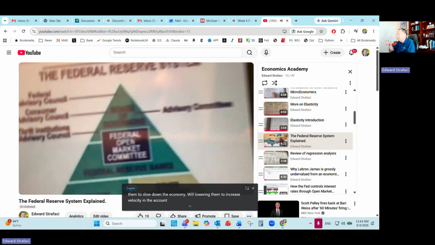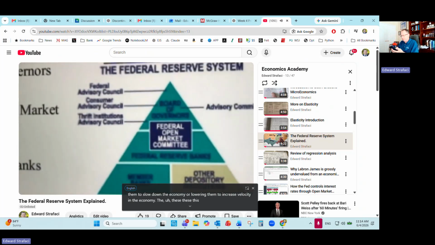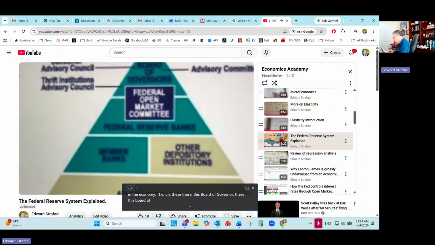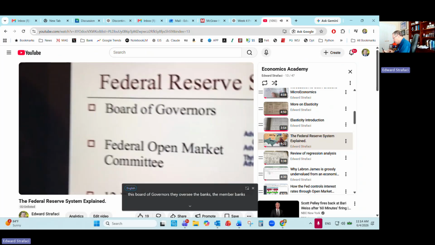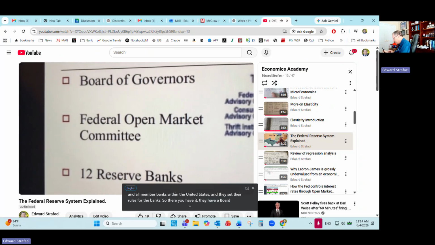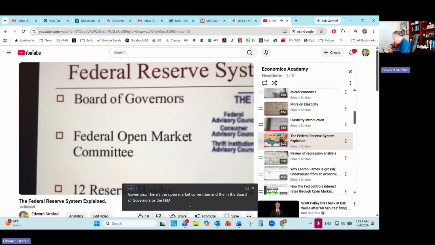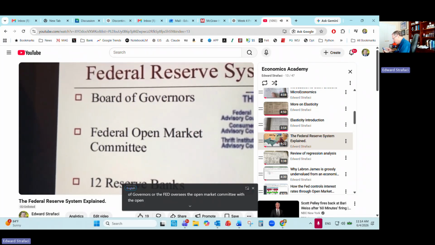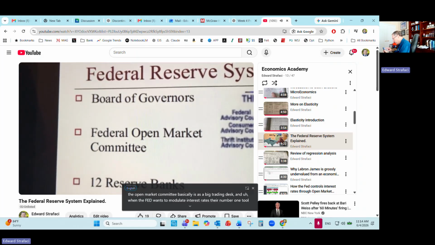The Board of Governors oversees the member banks within the United States, and they set the rules for the banks. So there you have it. They have a board of governors. There's the Open Market Committee, and the board of governors of the Fed oversees the Open Market Committee. What the Open Market Committee basically is, is a big trading desk. And when the Fed wants to modulate interest rates, their number one tool is to use the Open Market Committee.